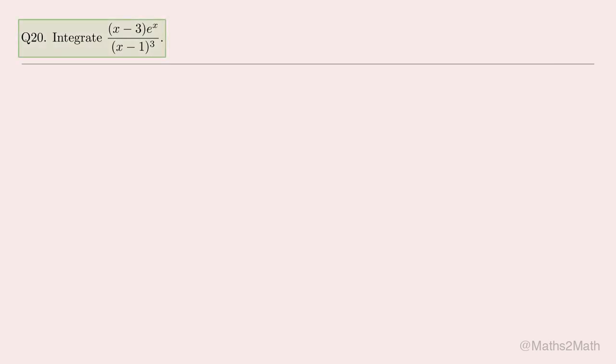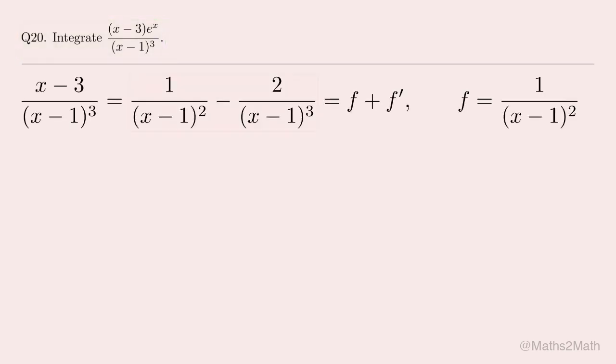Question 20. Split the numerator around x minus 1. Reciprocal square and cube appear. X minus 3 is x minus 1, minus 2. The fraction splits into f plus f prime with f the reciprocal square. Apply the pattern.